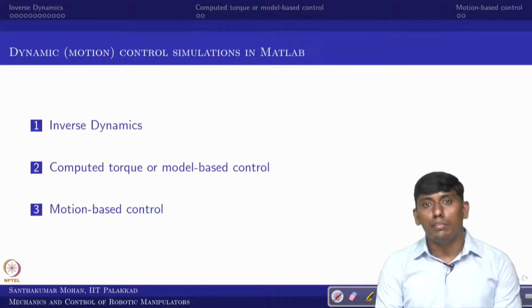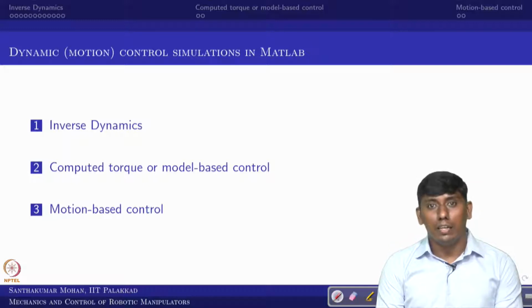We know that inverse dynamics will work as an open loop or feed forward control if the initial actual position and the desired position are the same, and similarly the initial actual and desired velocities are the same, and non-zero accelerations are there. Then it will work well. That is what we have seen.